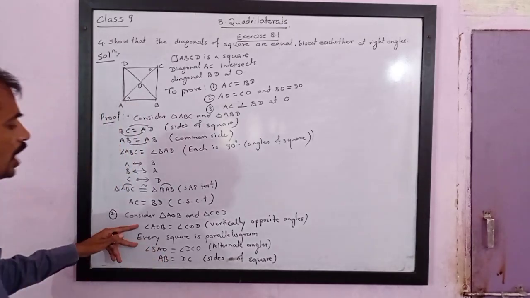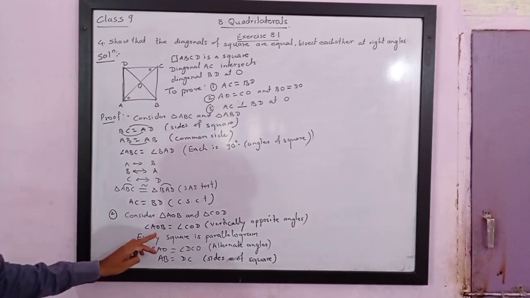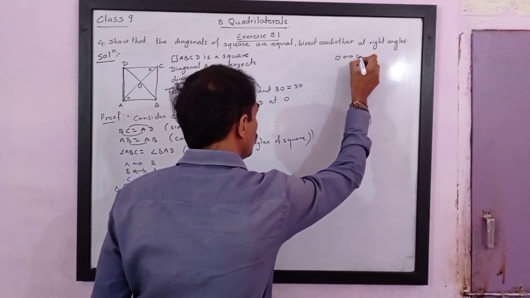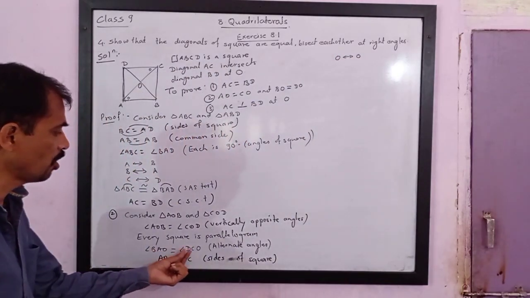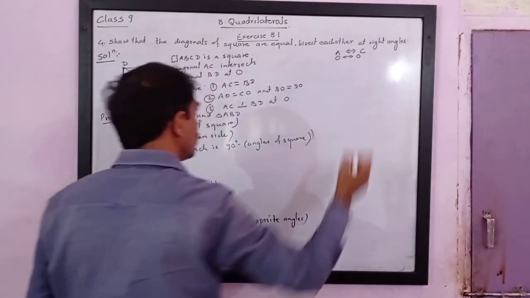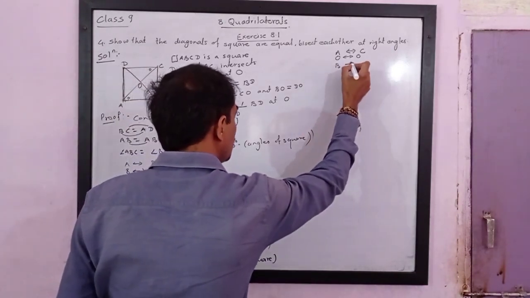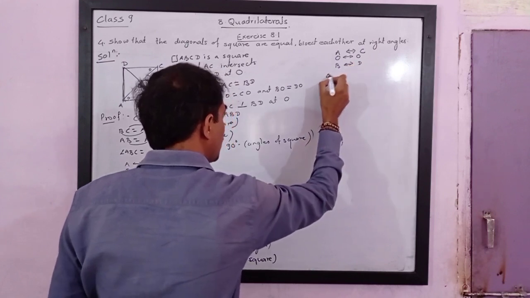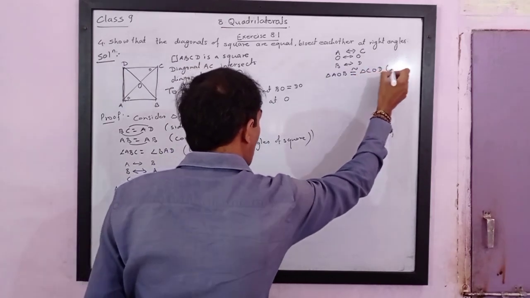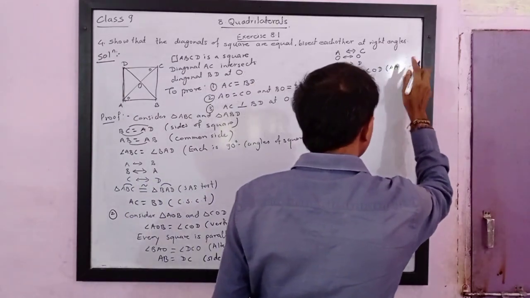So watch carefully. These two triangles are congruent by the angle side test. But for this, the one-to-one correspondence is: O corresponds to O, then A corresponds to C, and the remaining B corresponds to D. So we can say that triangle AOB is congruent to triangle COD by the angle side test.